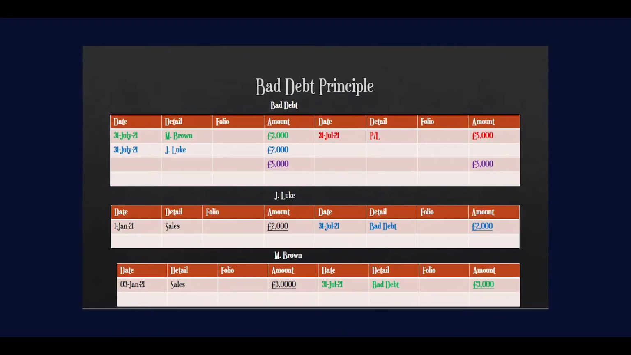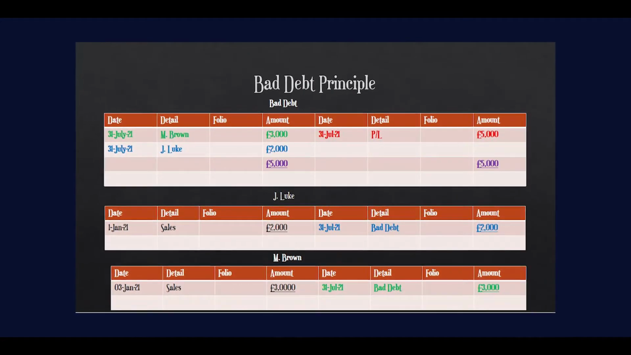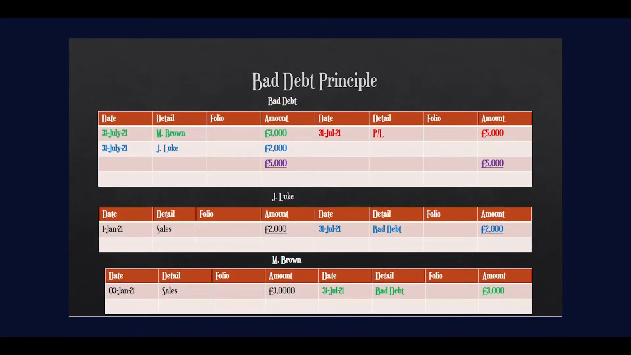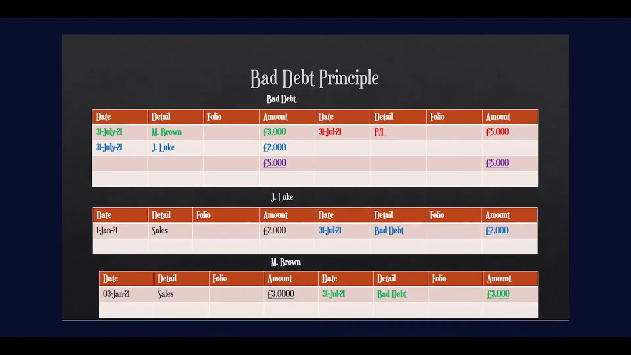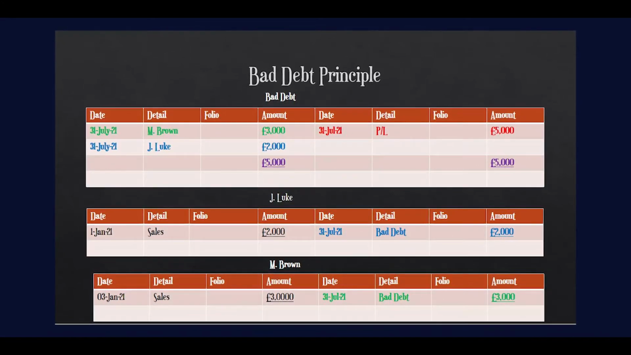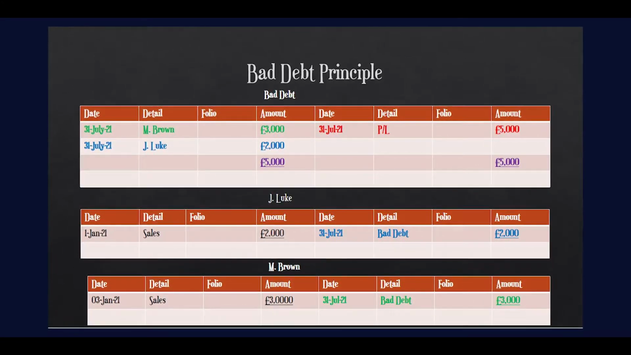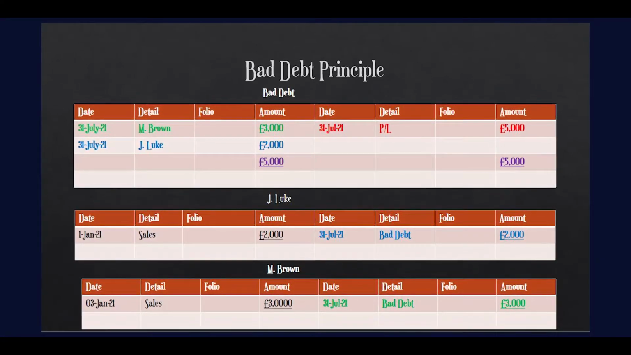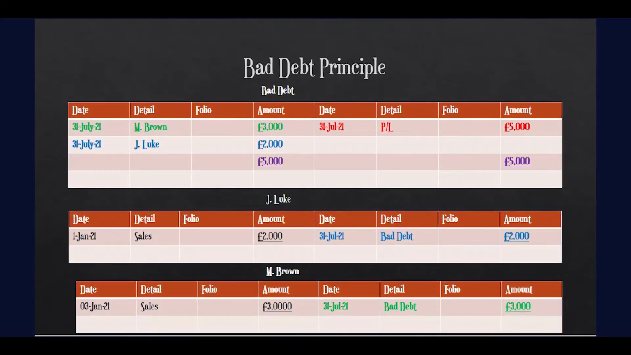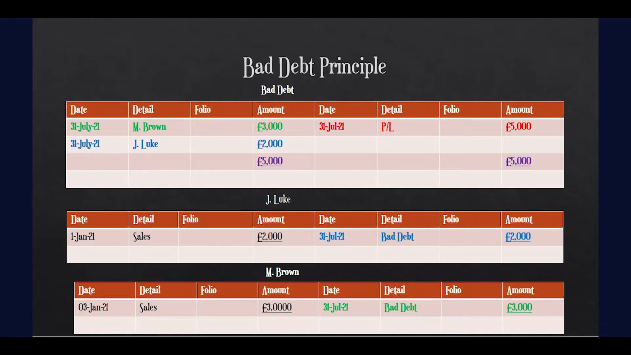So first we have James Luke, or J. Luke. And we sold him on the 1st of Jan 2021, 2,000, and M. Brown on the 3rd of Jan 2021, 3,000. Okay, so let's consider the impact. Now, in terms of the ledger, we have a ledger for both of these persons or businesses we sold to on credit, J. Luke and M. Brown.